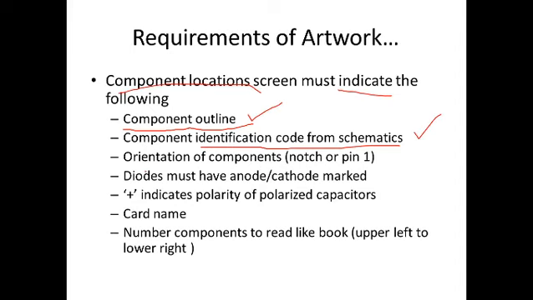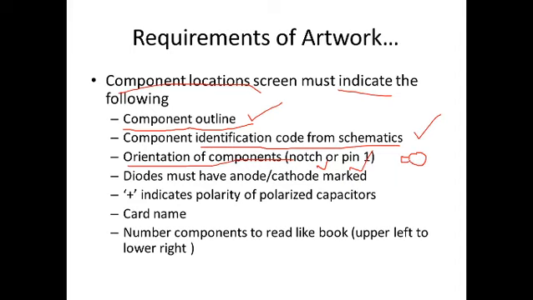Then orientation of the components. Orientation of the components is notch or pin 1. Like for the transistor, we are having the notch present there. For the transistor, you are having the notch like this. Then the same thing should be present there. That will give you the emitter of the transistor, so how to exactly place the transistor.